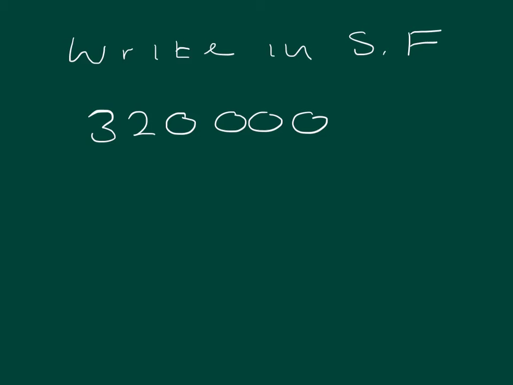Right, 320,000 in standard form. So what we need to know here is that we change our first number to 3.2. It's a power of 10. So the power itself, remember your dot goes there, is the number of numbers after the dot. So 1, 2, 3, 4, 5. So the answer is 3.2 times 10 to the 5.